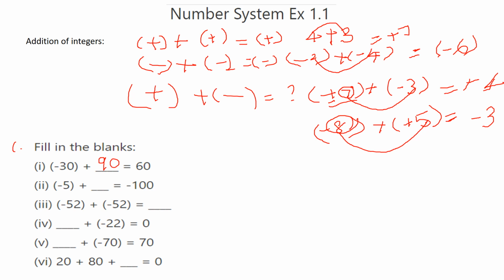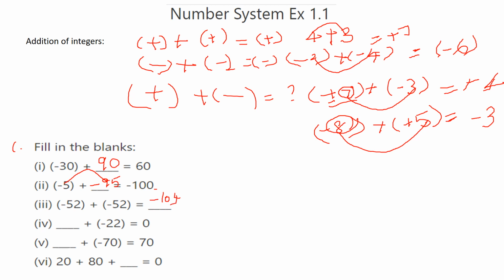Minus 5 plus dash equals minus 100. That means minus 95 is the answer. If you add 5 plus 95, 100, and both are minus, the sign is minus. Next, both are minus sign, so add them, 104, and put the minus sign.